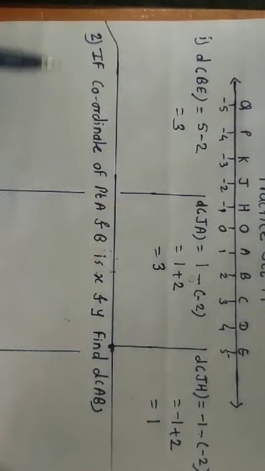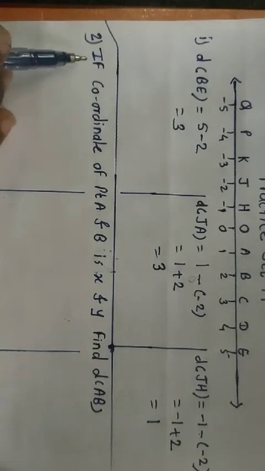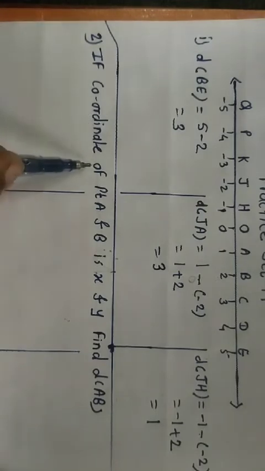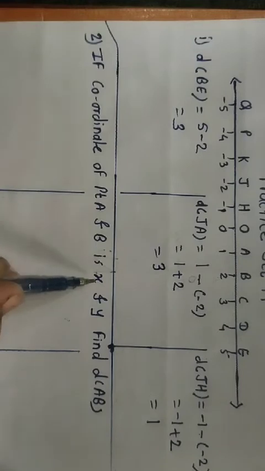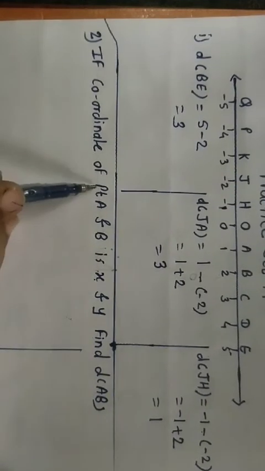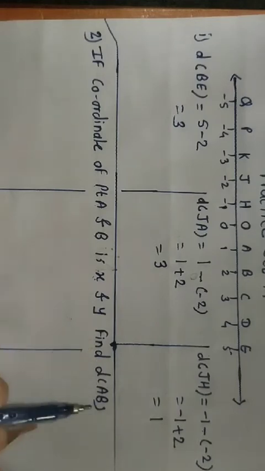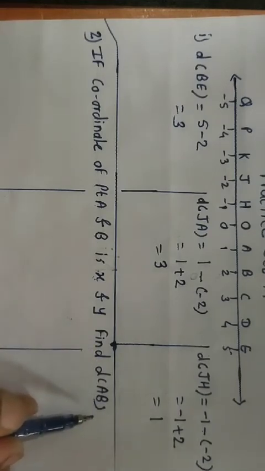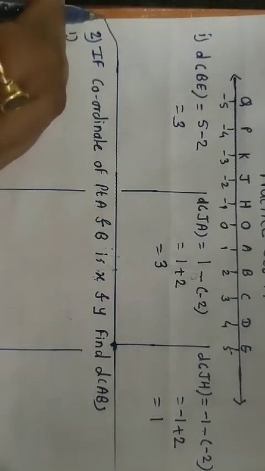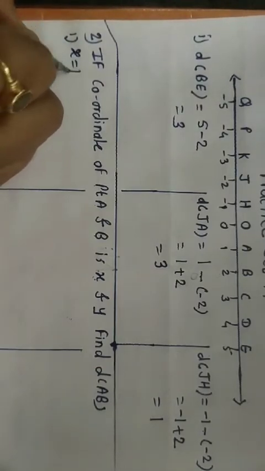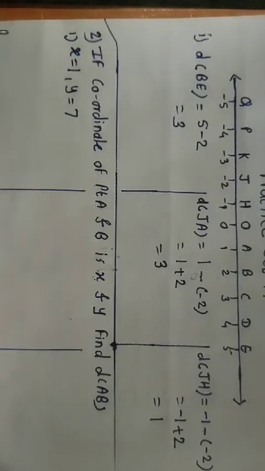The second example in practice set 1.1 is: if the coordinates of points A and B are x and y, it means that the coordinate of point A is x and the coordinate of point B is y. Then we have to find distance AB. In the first example, x is equal to 1, y is equal to 7. Therefore, distance AB is equal to 7 minus 1, which is equal to 6.